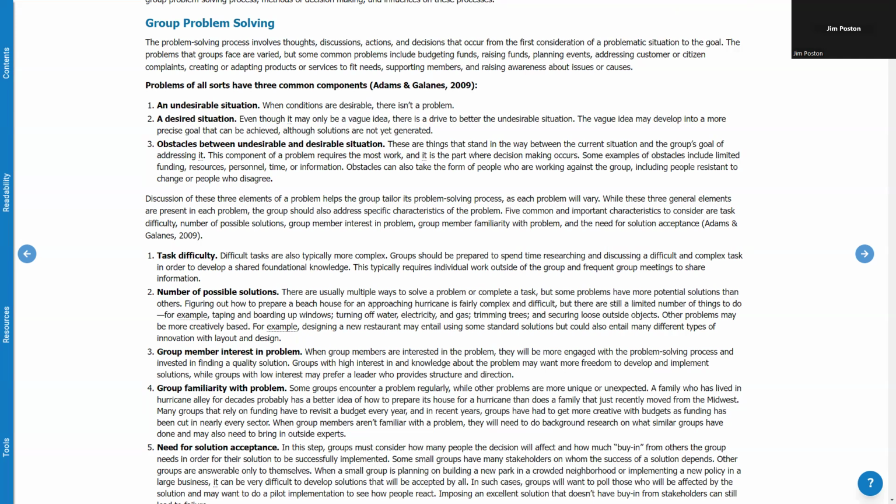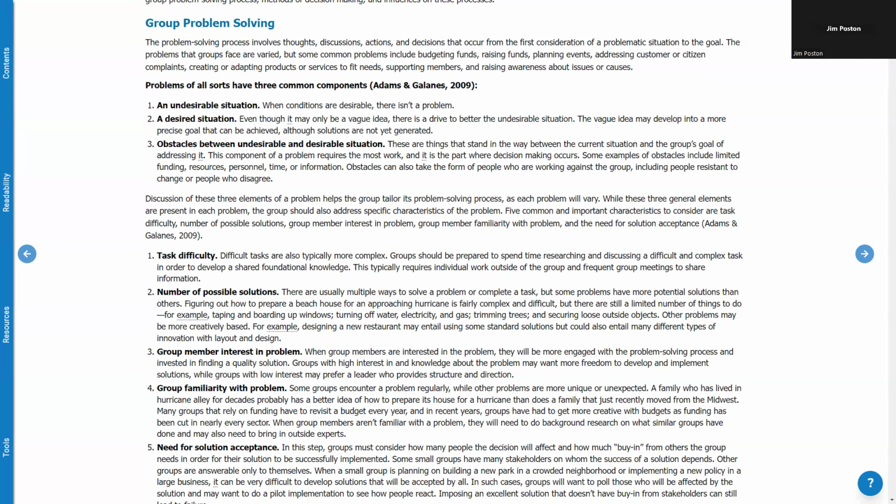Problems of all sorts have 3 common components. Number 1, an undesirable situation. When conditions are desirable, there isn't a problem. Number 2, a desired situation. Even though it may only be a vague idea, there is a drive to better the undesirable situation. The vague idea may develop into a more precise goal that can be achieved, although solutions are not yet generated.